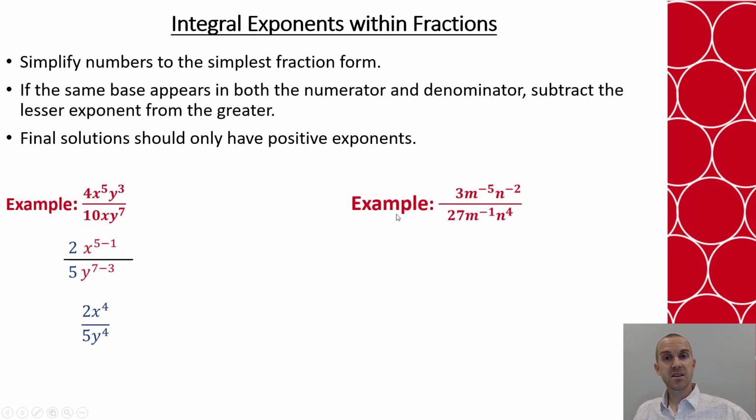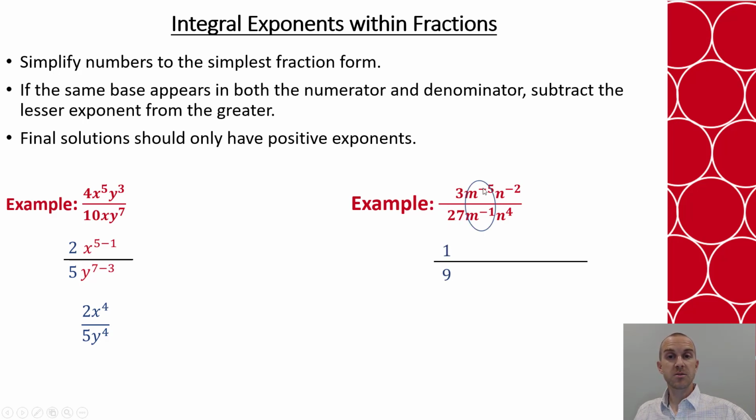Now let's look at one last example. So here I have 3m raised to the negative 5th, n raised to the negative 2nd, over 27 m raised to the negative 1st, n to the 4th. I start with my numbers, and that's 3/27. That can simplify to 1/9.